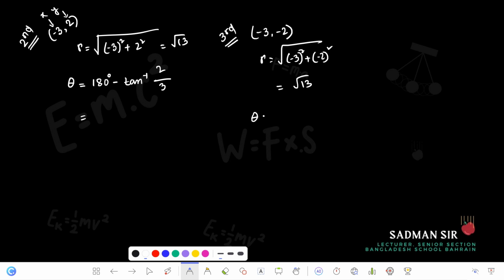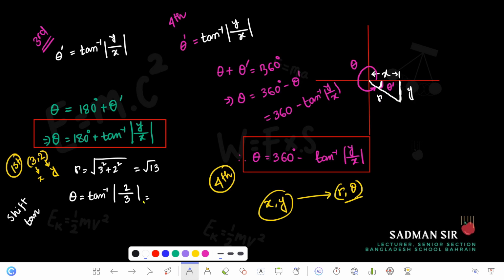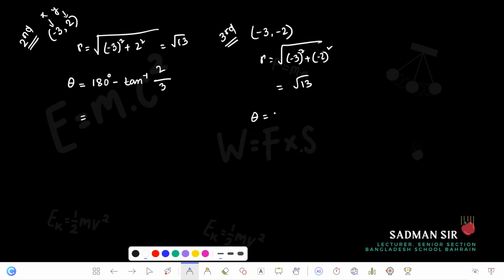What about theta? For that, the format of the equation was not just tan inverse, it was 180 degree plus. If you go to the previous slide, I will show you. See, for the third quadrant, this is the format. Okay, you have to memorize it. 180 degree plus tan inverse y by x. So we will find it out by 180 degree plus tan inverse. Even if there is minus, we will not consider it.